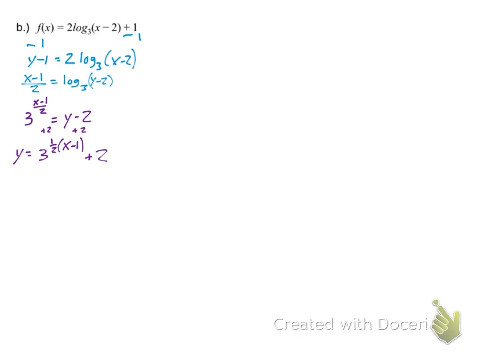So the base is 3. There is no a value. The a value is 1, right? If you think about this, it's not a quadratic, sorry. This is an exponential. The a out front is 1. Doesn't affect anything. But we do have a b value of 1/2. The b value of 1/2 will do what to my graph? Horizontal stretch of 2. And you're going to go 1 to the right and 2 up.